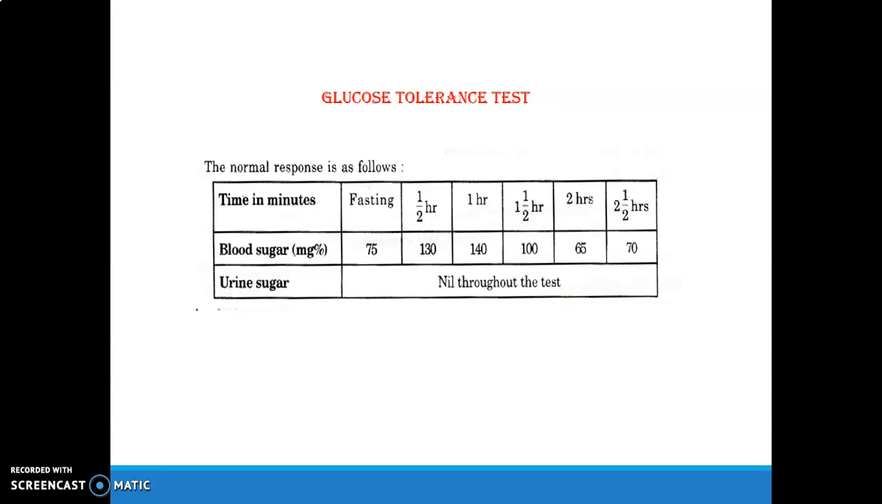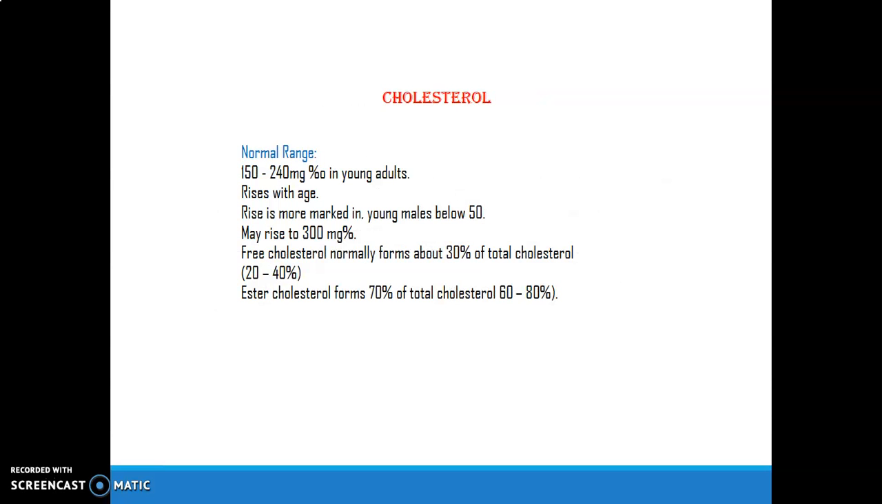Glucose tolerance test. Normal responses are measured in time in minutes and blood sugar in milligrams per cent. Fasting should be 75. After half an hour, you get a reading of 130. At 1 hour it is 140. At 1.5 hours it is 100. At 2 hours it is 65. At 2.5 hours it is 70. And urine sugar is nil throughout the test.